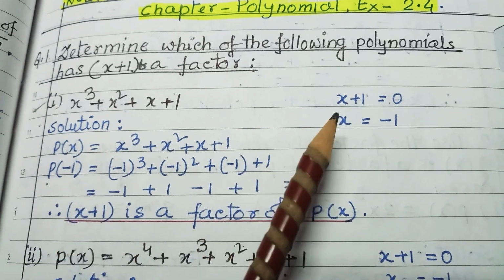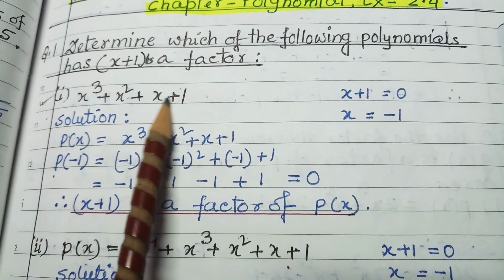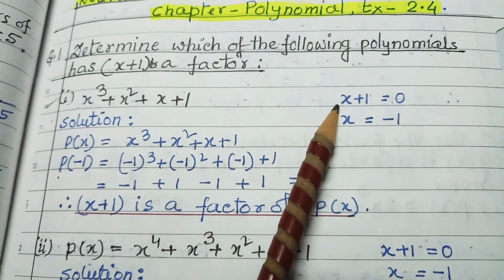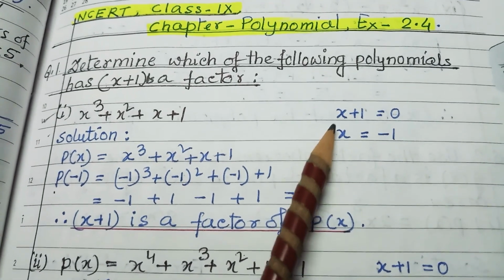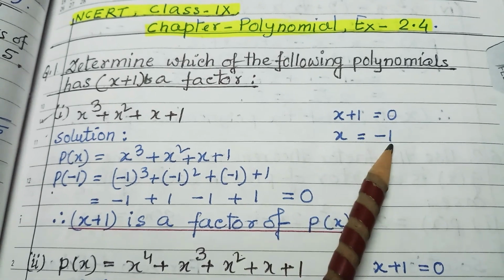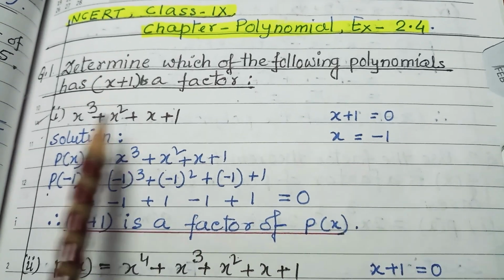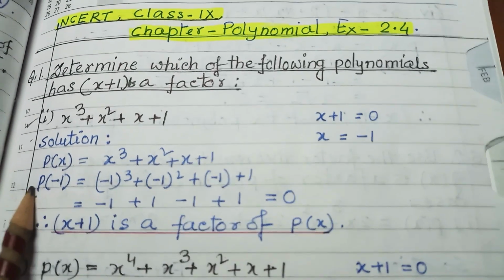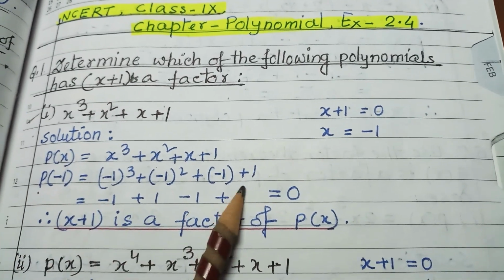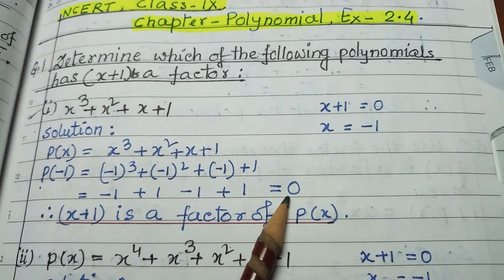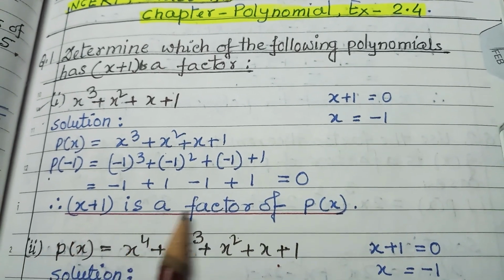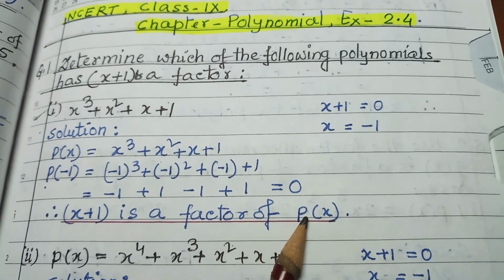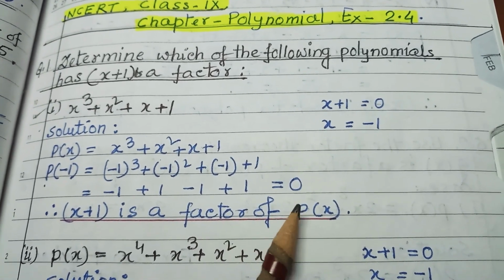To find that, first, this is the dividend and this is the divisor. You check the 0 of the divisor, x is equal to minus 1. So now substitute this value in the polynomial. P of x is equal to this, p of minus 1 is equal to, its value is 0. So x plus 1 is a factor of the polynomial. If the value is 0, then it is a factor. If the value is not 0, it is not a factor.